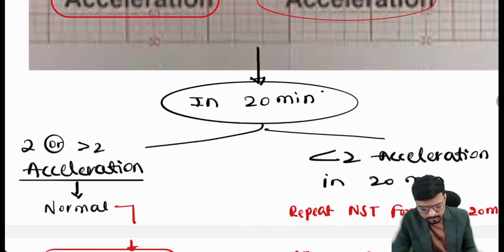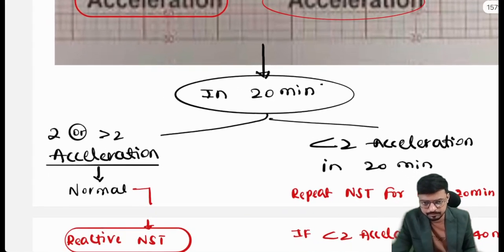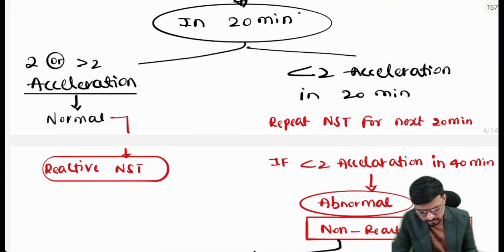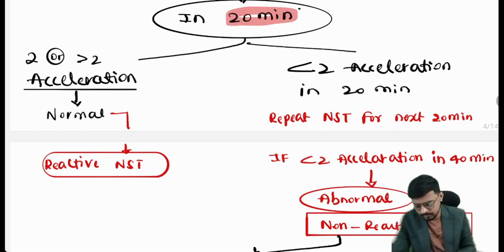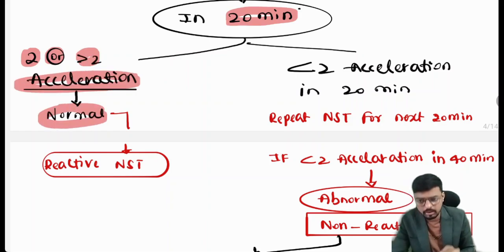How many accelerations should normally come, sir? I told you this procedure is done for a duration of 20 minutes, right? In the 20 minutes, if two or more than two accelerations come, that is normal. So a normal NST we call a reactive NST.